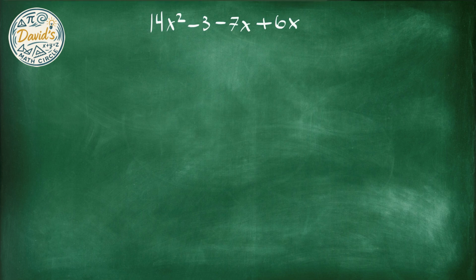The method is called by grouping because we will try to create 2 groups with things in common. What I mean by that is we're looking for 2 terms that go well together. Here I see 14x squared and 7x, which I know have a divisor of 7 in common. And if I see the minus 3 and the plus 6x, I know that they have a factor of 3 in common.